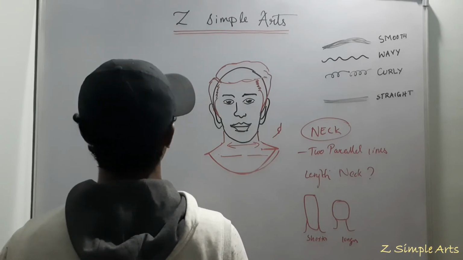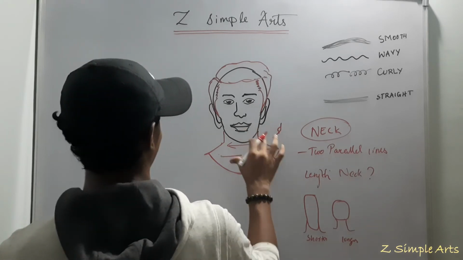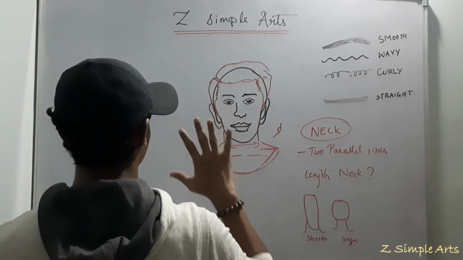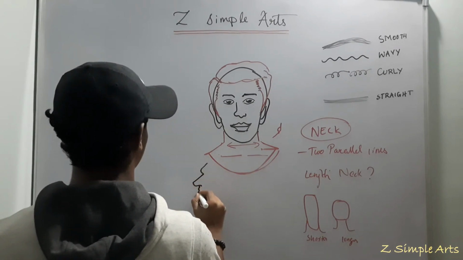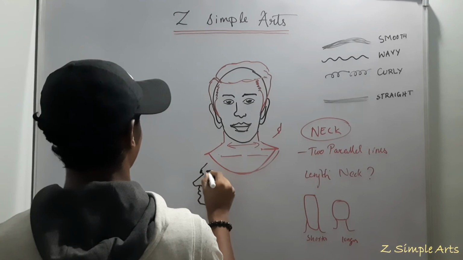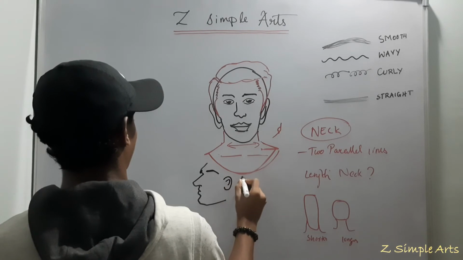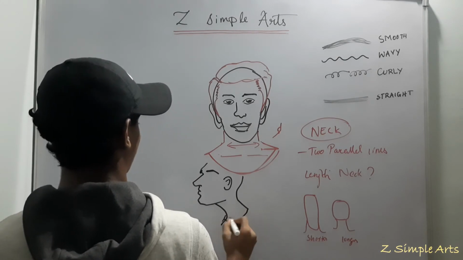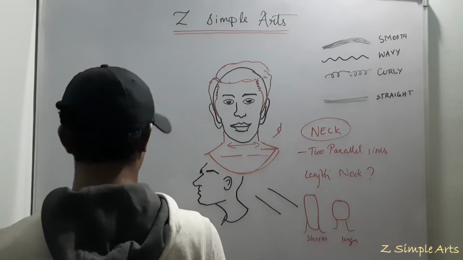The length of the neck depends on what you're trying to draw, which type of person you're trying to draw. In this fashion, it's simple, it's easy. But when the neck is drawn from the side angle, that is when the person is looking sideways. Imagine this is the person. As you can see, the neck is composed of two parallel lines, a bit slanted.